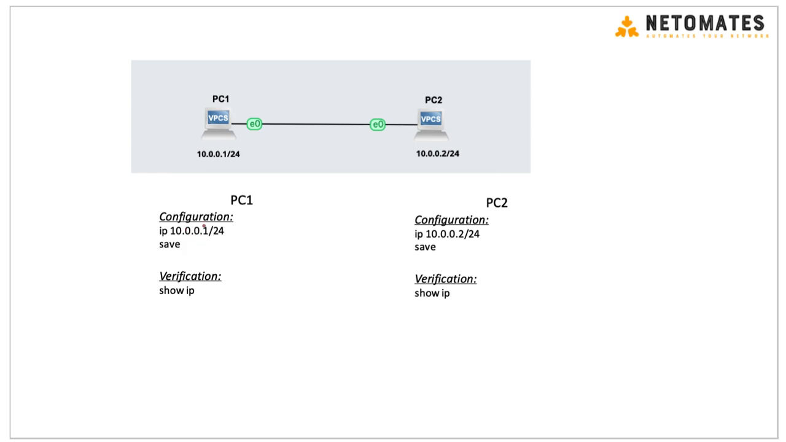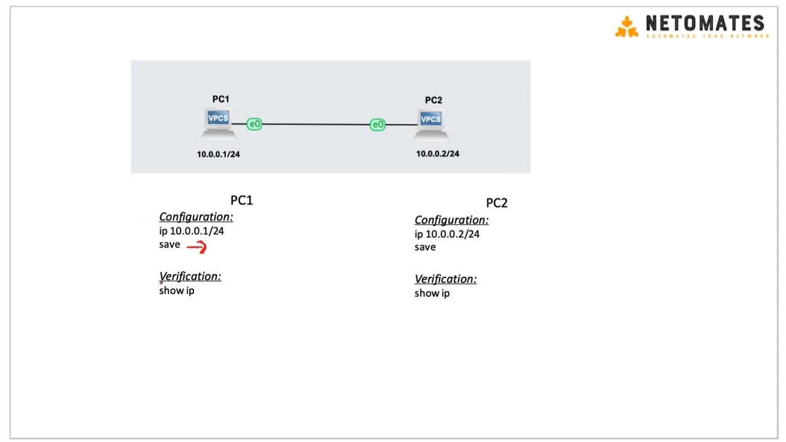For the virtual PCs, if you want to apply the IP address, you need to use this command: ip, space, the IP address, slash, and the subnet mask. Once you apply this configuration, you need to save it. This is important because if you don't save and GNS3 reboots, this configuration won't be there. Only when you save will the configuration be there permanently. Otherwise, if PC1 reboots, it will lose its configuration.